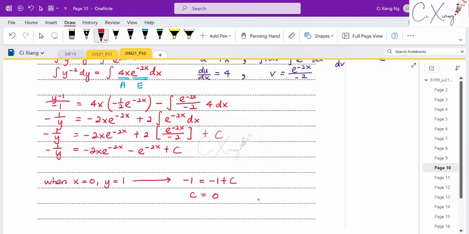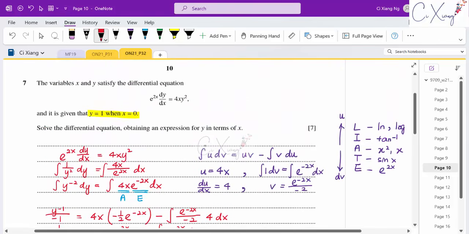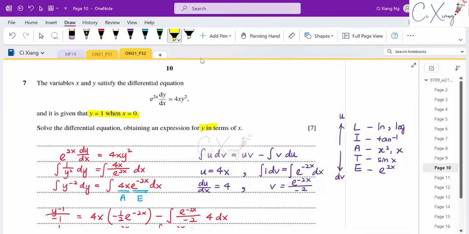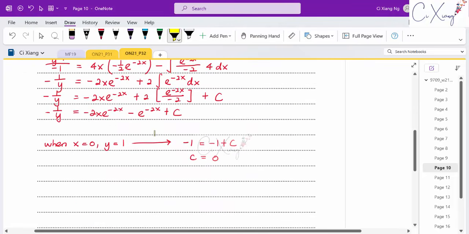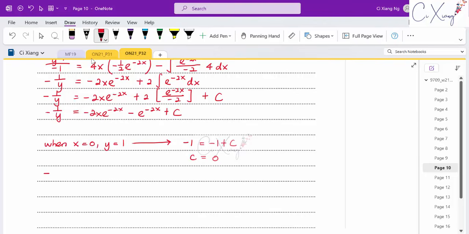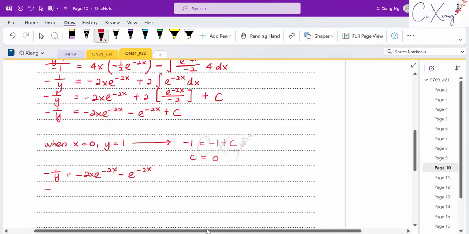Then after you get c, read the question again. They actually want you to obtain the expression of y in terms of x. So now you need to rephrase your answer so that you get y in terms of x. So I will start from this part again. Rewrite my particular solution, negative 1 over y. There's no more c, right? c equals 0. So to rephrase it, maybe what I want to do is put it this way.